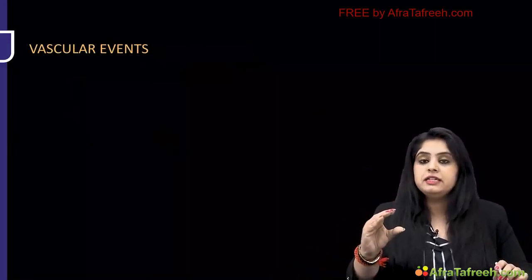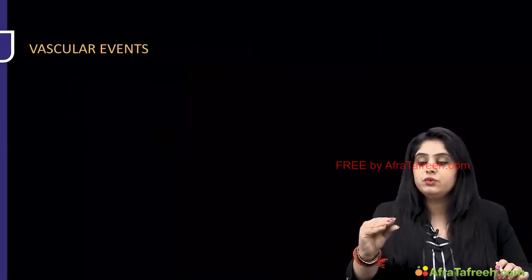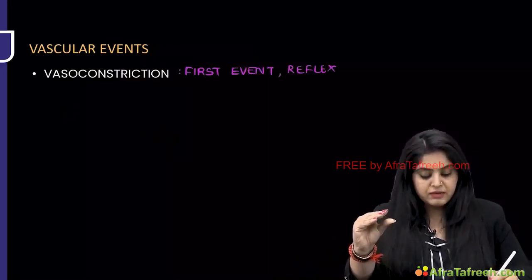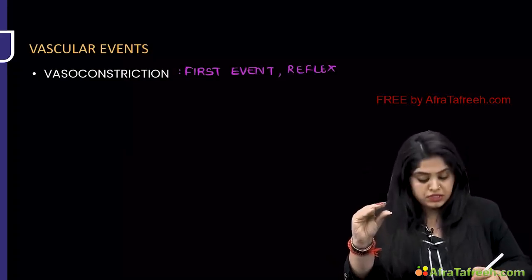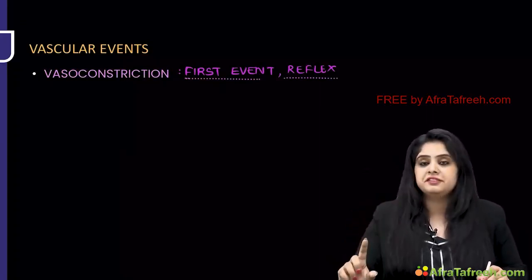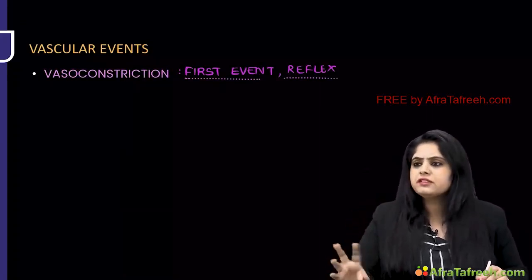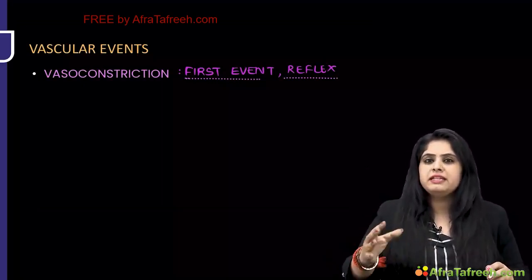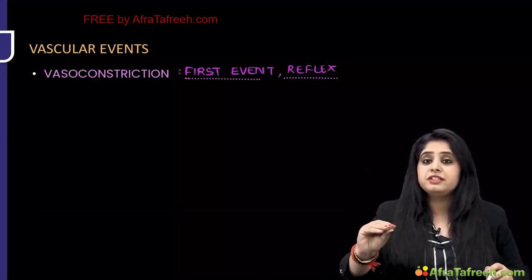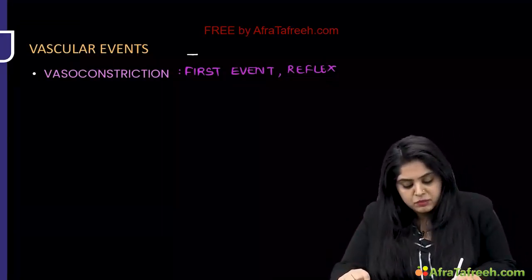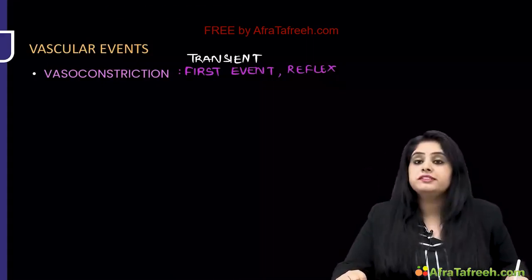If this is the blood vessel, the first thing that the blood vessel is going to do is narrow, constrict. So the first event shall be vasoconstriction. As I said, it is the first event and it is a reflex. Reflex means it is not by any histamine or any mediator. It is just that the body is trying to shut off the bleeding. Bleeding is happening, body is saying I'll shut it off. So the vessel will constrict. Please note that this happens to be a transient phenomenon. It is only and only for a few seconds.